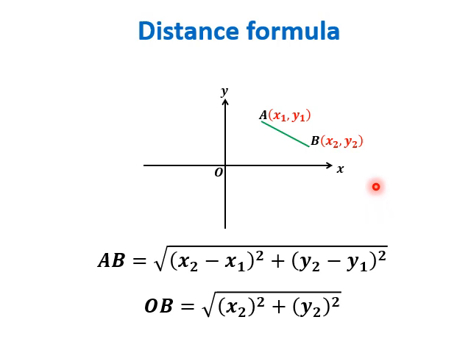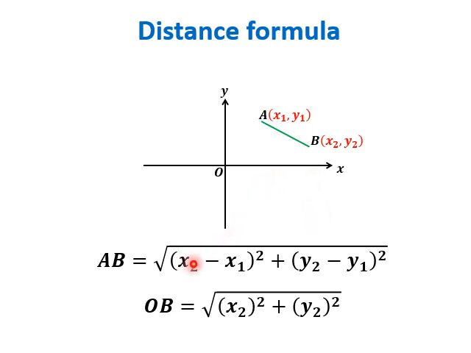Here we define the distance formula. There are 2 points A and B whose coordinates are x1, y1 and x2, y2. We want to find the distance between A and B. The distance is given by AB equal to square root of (x2 minus x1) the whole square plus (y2 minus y1) the whole square.